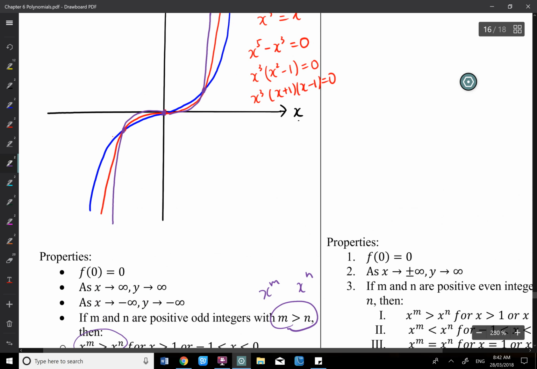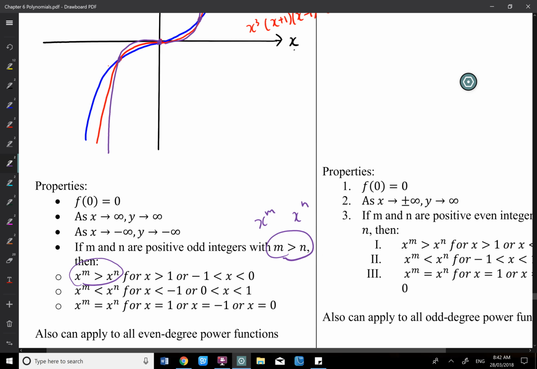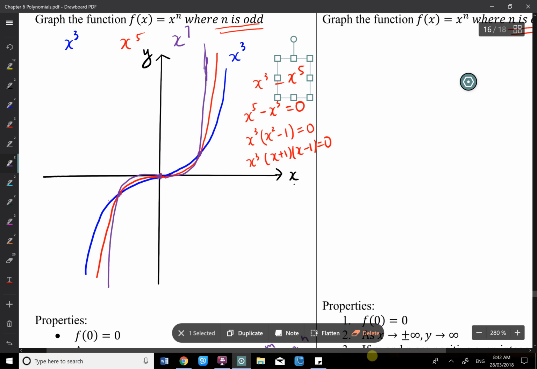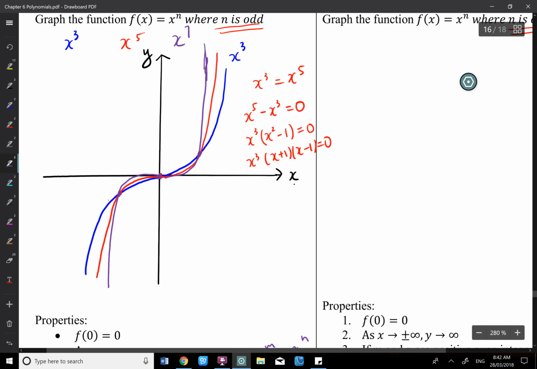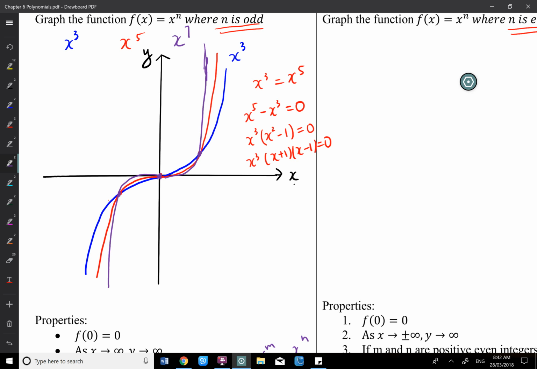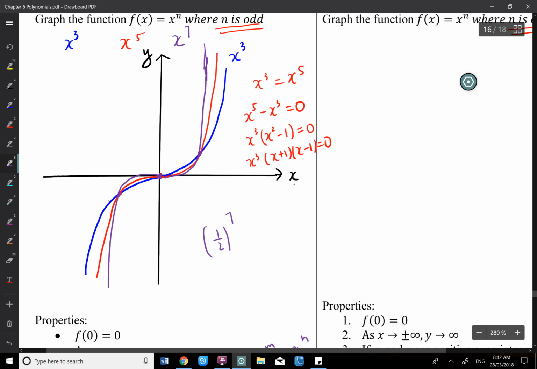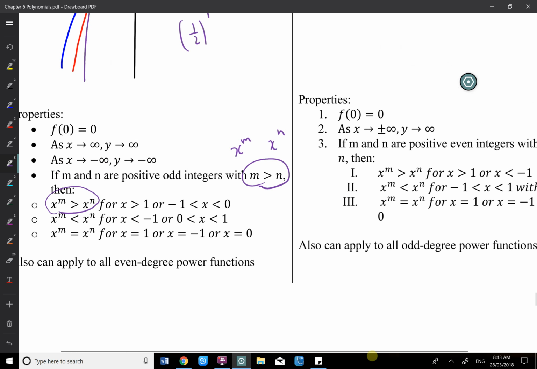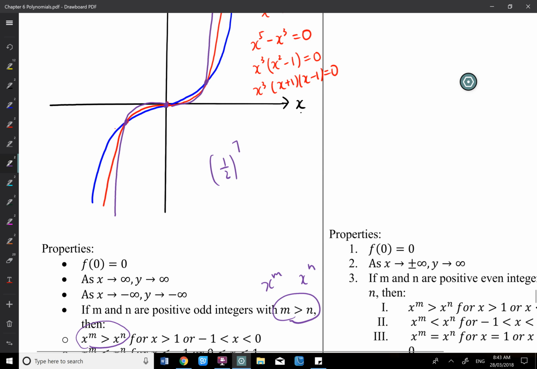well, you can see the graph. The graph will be larger. You can see from the graph, the higher the power, after 1 it's getting larger, but in between 0 and 1 it is smaller. So that's what it's talking about. Because it's a half to a higher power, it will make a smaller number. 1 over something will give you a smaller number. That's what it's talking about. And when they are equal is at 3 points, 0, 1, and negative 1.